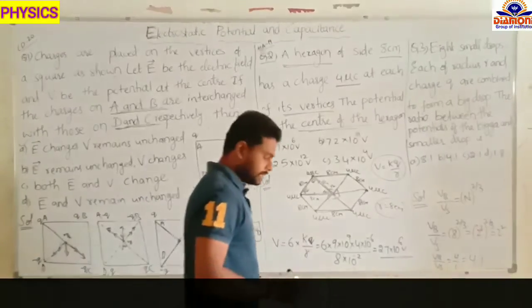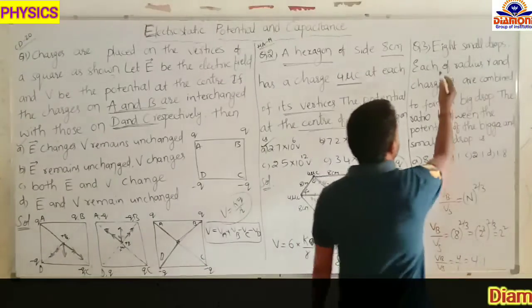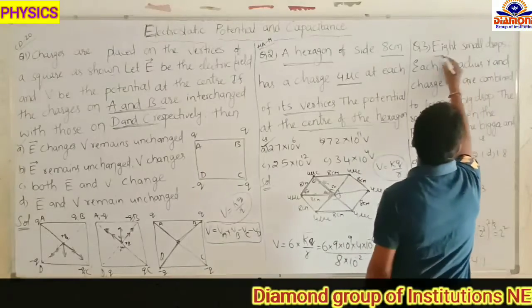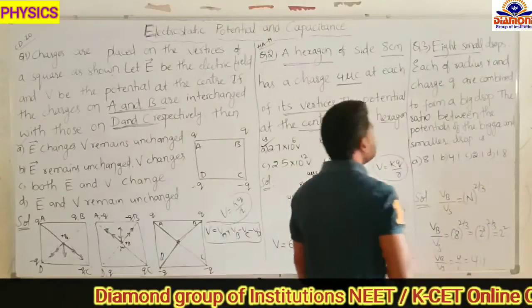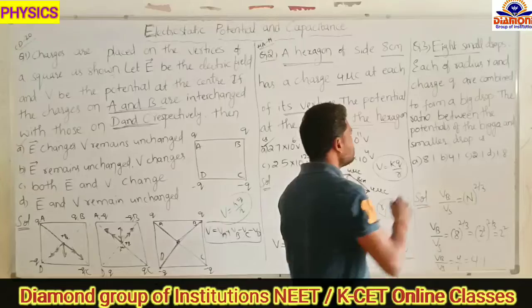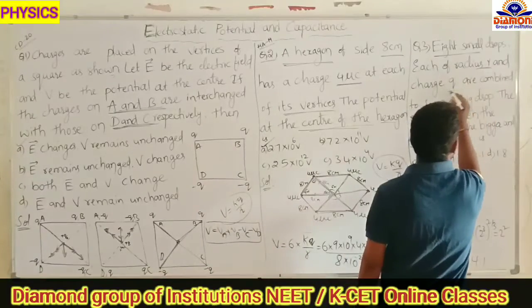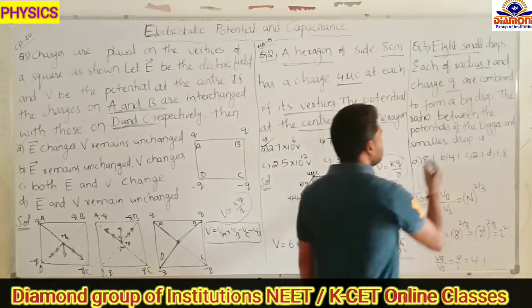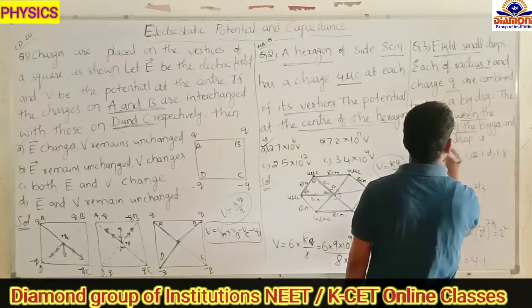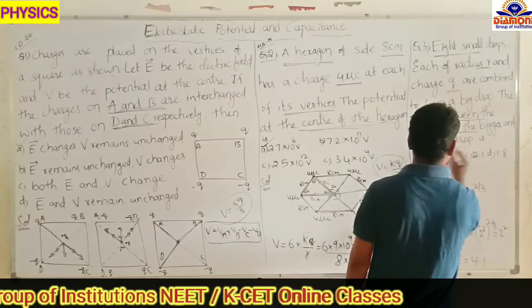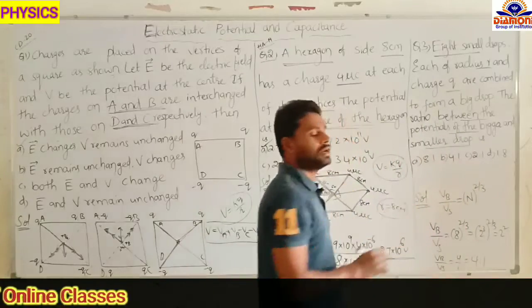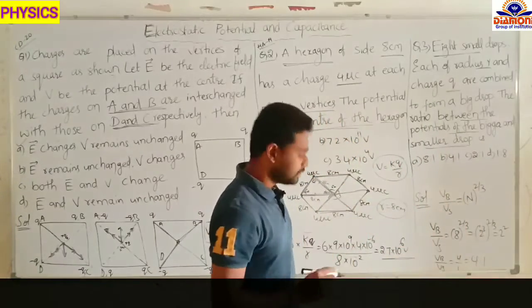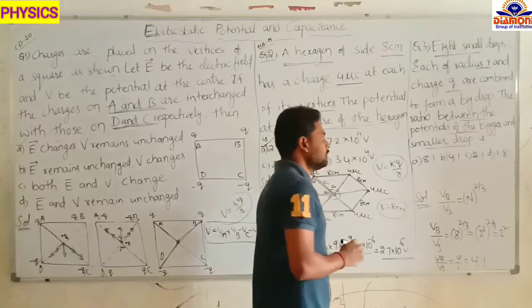And come to see the next question, the third question. 8 small drops. How many drops? 8. 8 small drops, each of radius r and charge q, are combined to form a big drop. The ratio between the potential of the bigger drop and the smaller drop. Remember this one: bigger to the smaller or smaller to the bigger. What are they asking in the question? That we have to concentrate on.